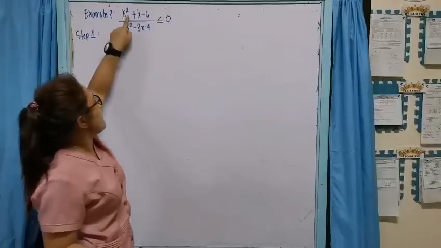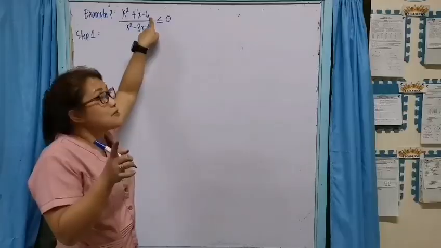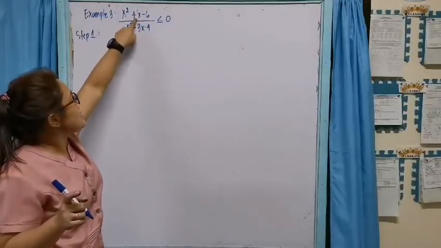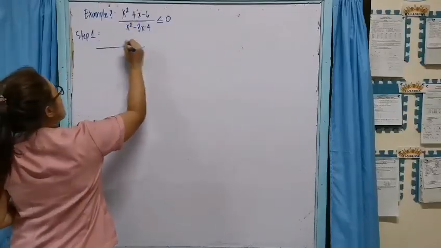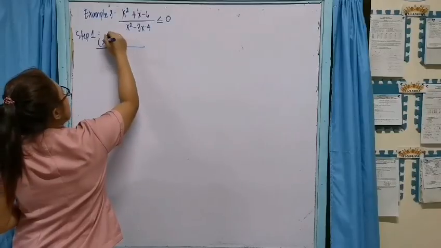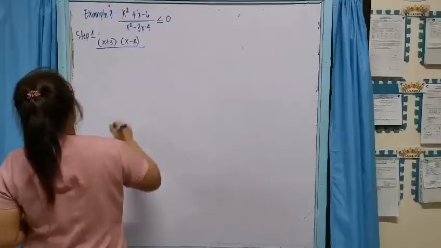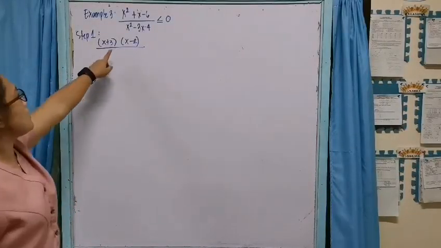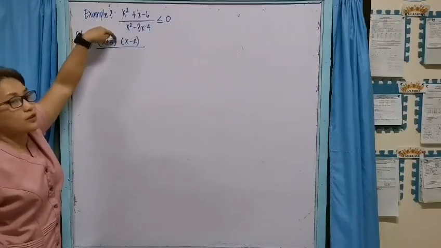What is the factor of x squared plus x minus 6? Again, the factors of 6 are 3 times 2 or 6 times 1. The middle term should be just positive 1. So probably we can use x plus 3 and x minus 2. X plus 3 and x minus 2. You can check this one in your notes.